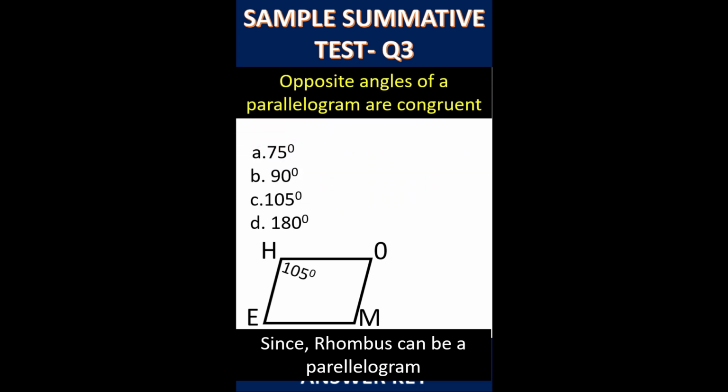Angle H and angle M in the figure are a pair of opposite angles. So meaning, pareho po sila ng measure. So, that is letter C.